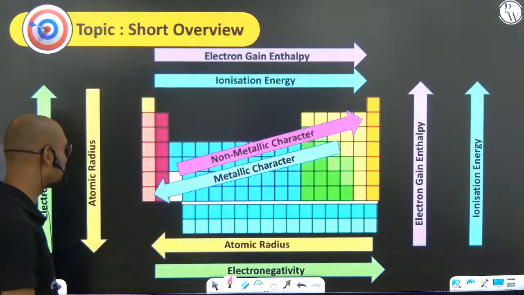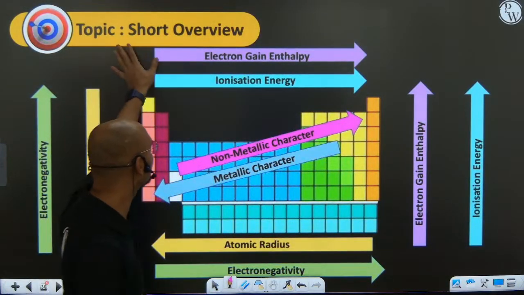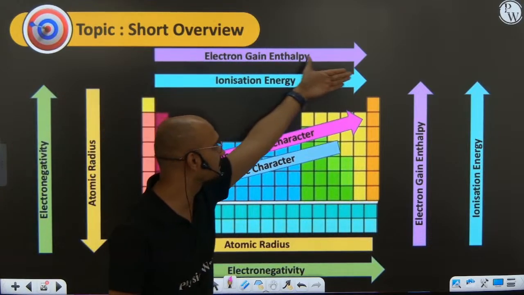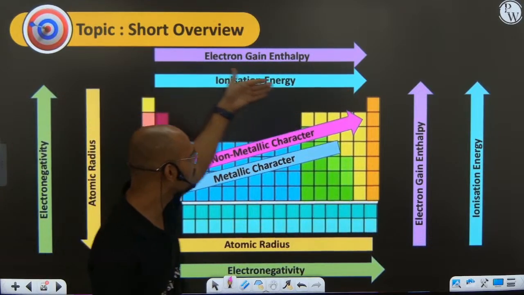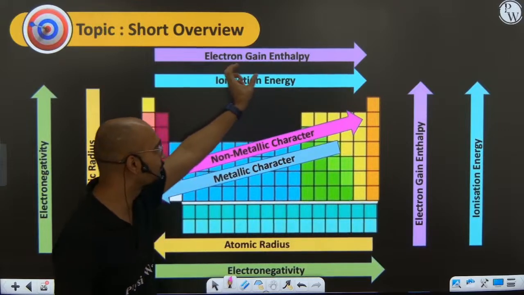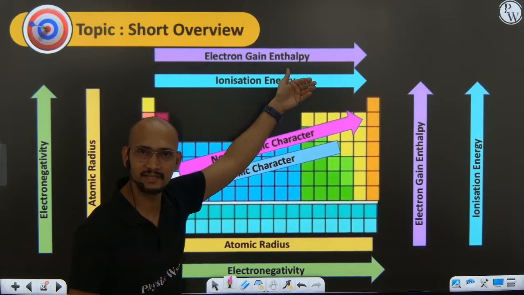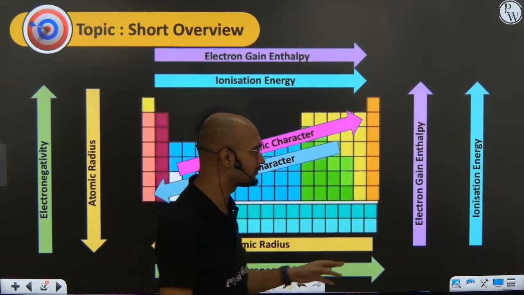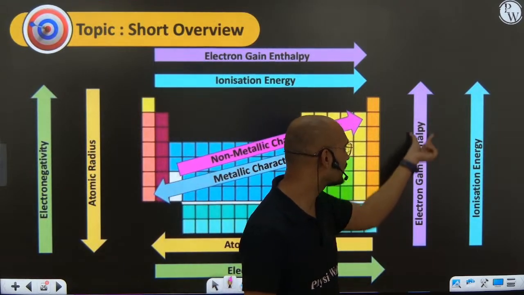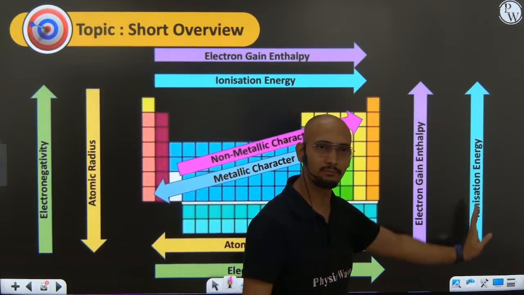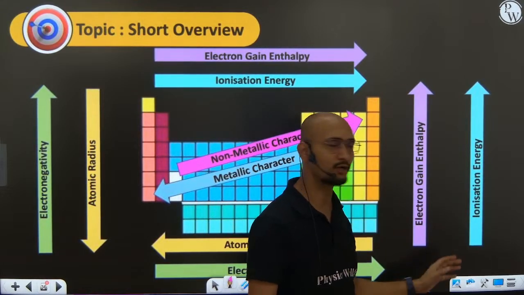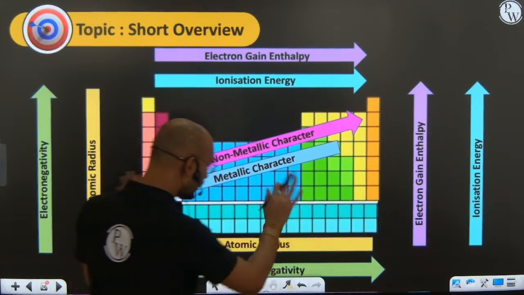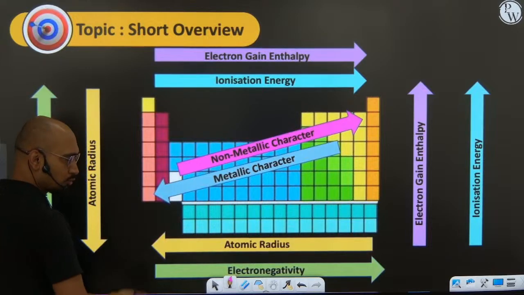So let's directly go to the question solving, and before that, here is a short overview of all the different periodic properties. Electron gain enthalpy increases from left to right, and ionization enthalpy increases from left to right, because both of them are directly proportional to Z effective. There are many things we are going to see next time in the question solving. Electron gain enthalpy increases from bottom to top, or decreases from top to bottom. Where there is the head of the arrow, it means it is increasing. I hope it is all clear. You can go through it, not a big deal.